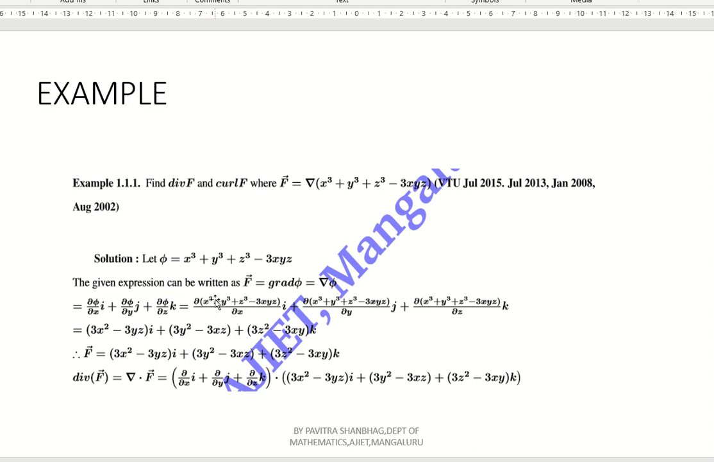Derivative of x cube is 3x square. Partial derivative here, you should keep it in mind. And what is the derivative of y cube with respect to x? Since it is constant with respect to x, because of the partial derivative definition, its derivative is 0. Similarly, the z cube derivative with respect to x is also 0. And what about minus 3xyz? Minus 3yz is constant here. So what is the derivative of x? 1. So here 3x square minus 3yz into i.